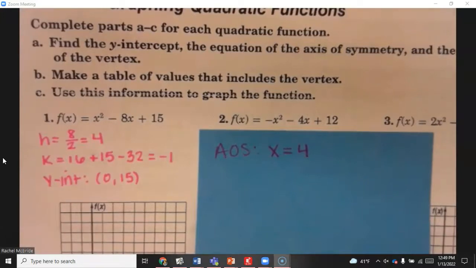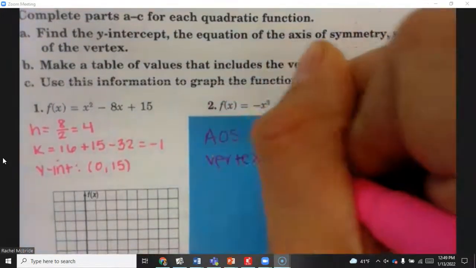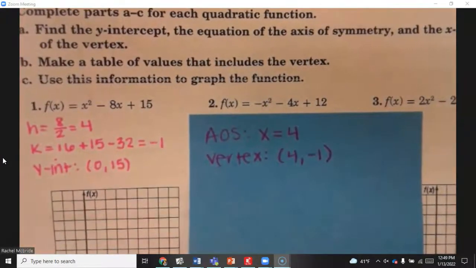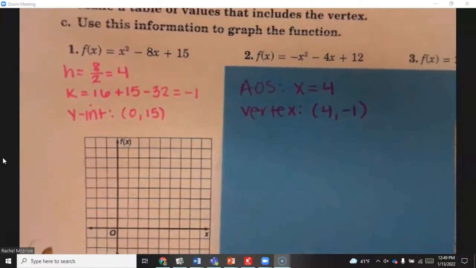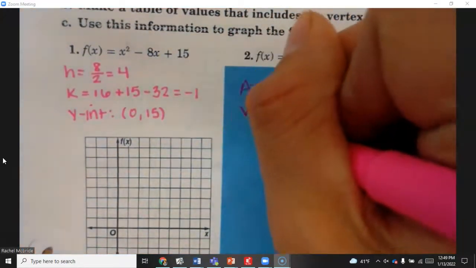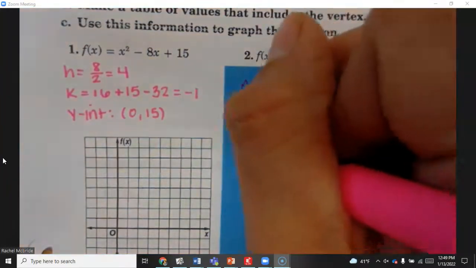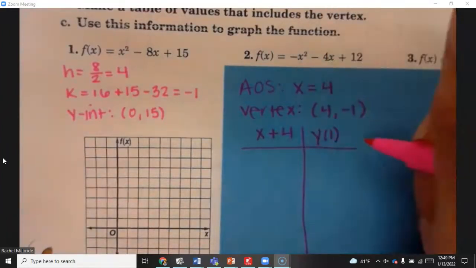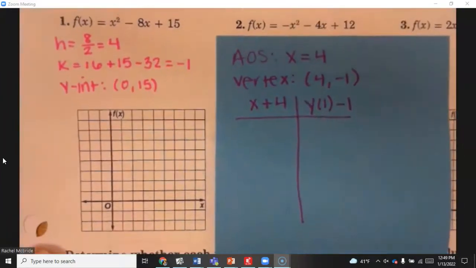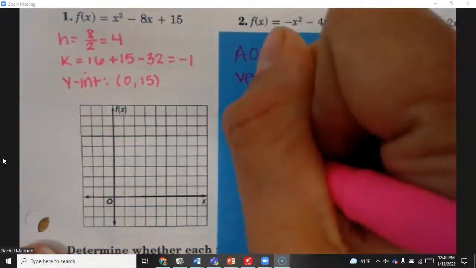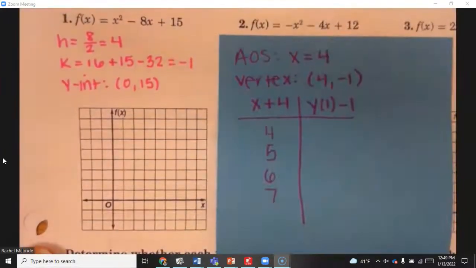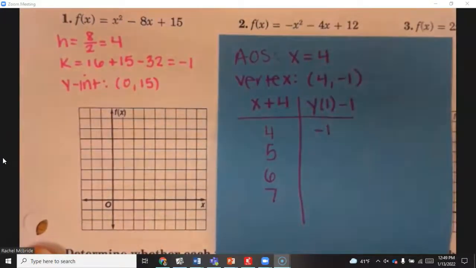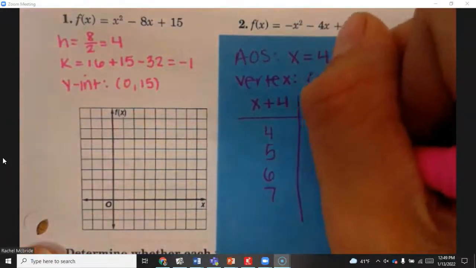The vertex is h comma k. So 4, negative 1. Make a table of values that includes the vertex. So that's x plus h. So x plus 4. Y is a, which is 1, plus k, which is negative 1. So my x values go 4, 5, 6, 7. And then y values negative 1, because 0 minus 1. 1 minus 1 is 0.